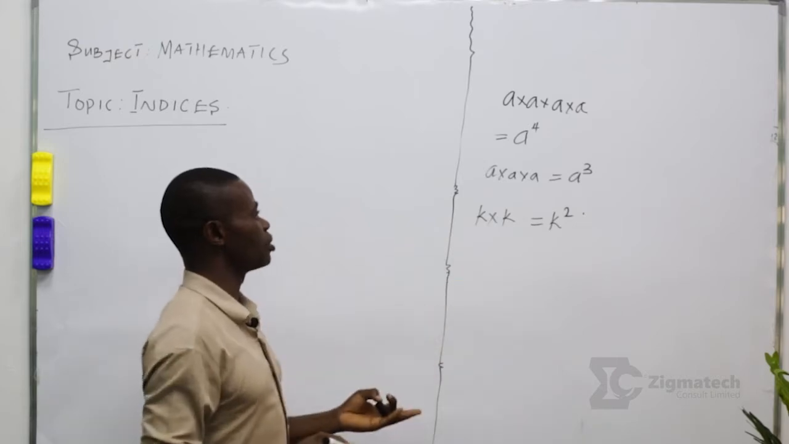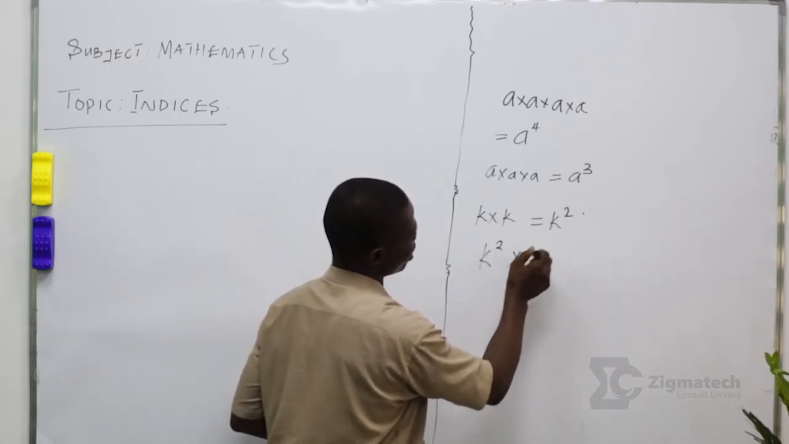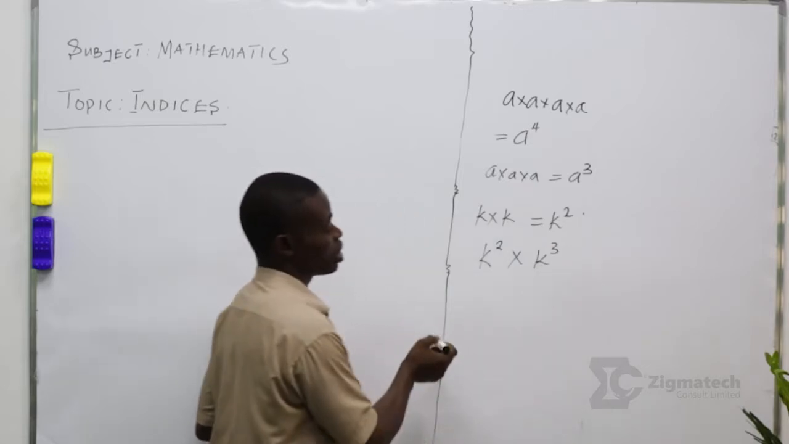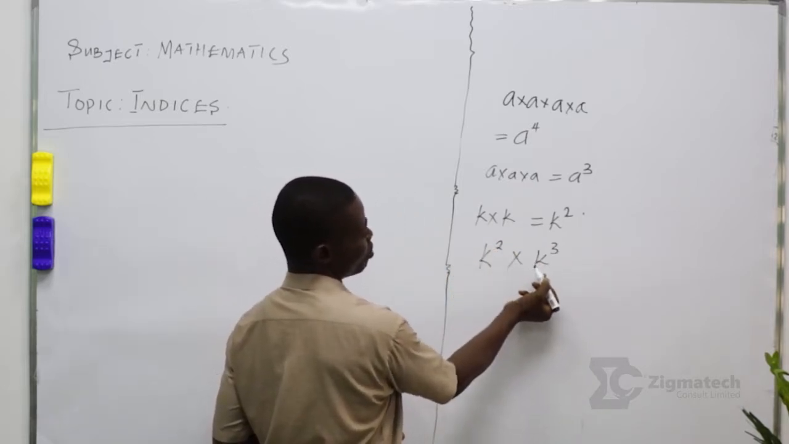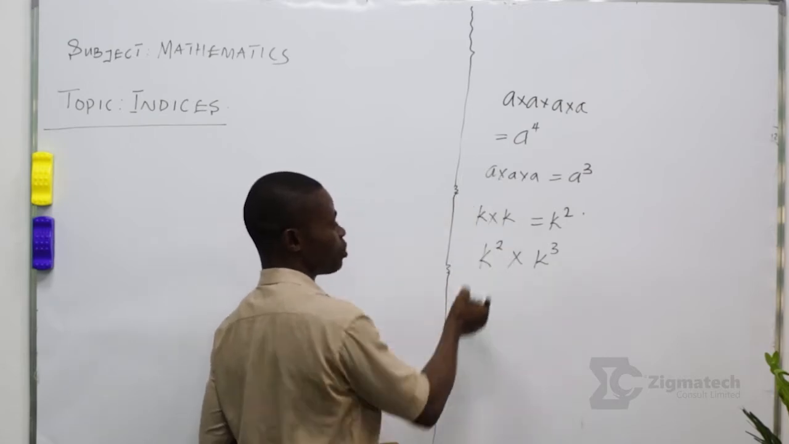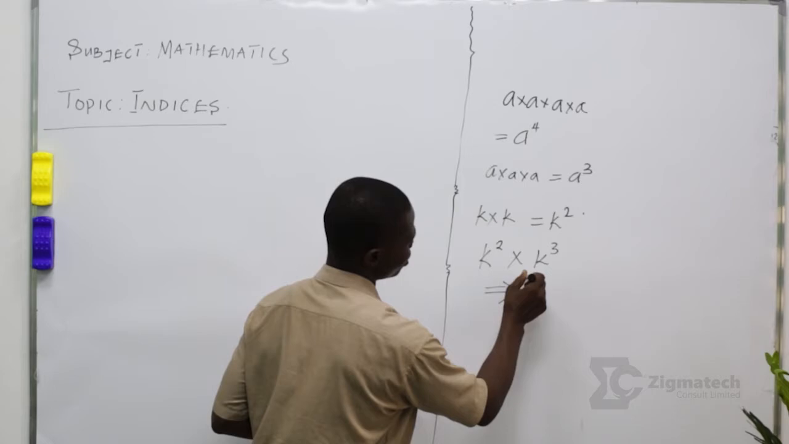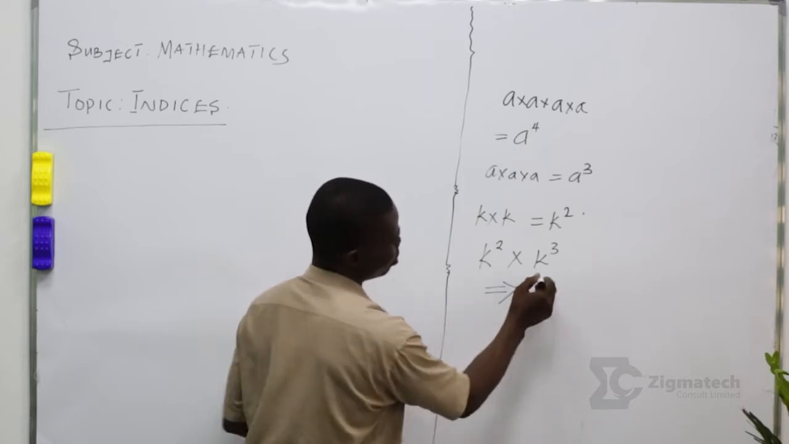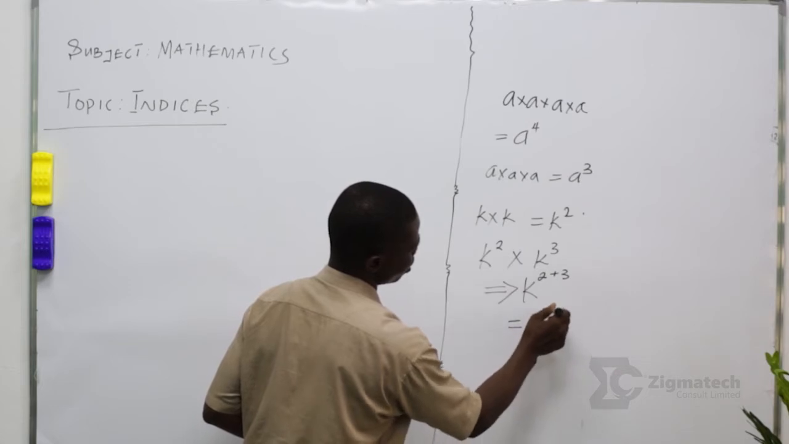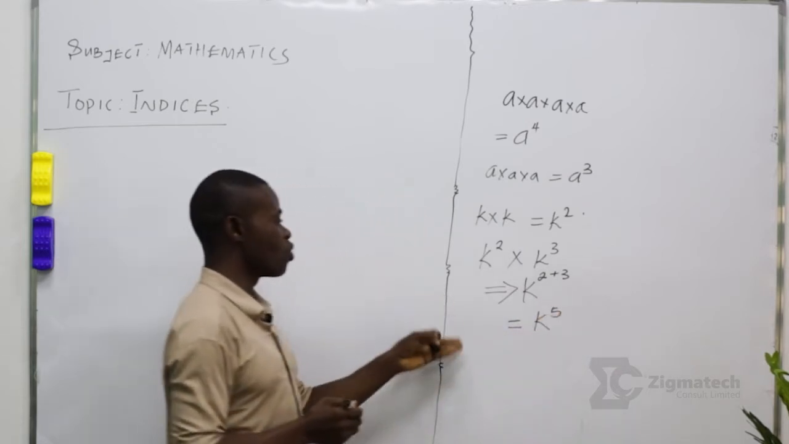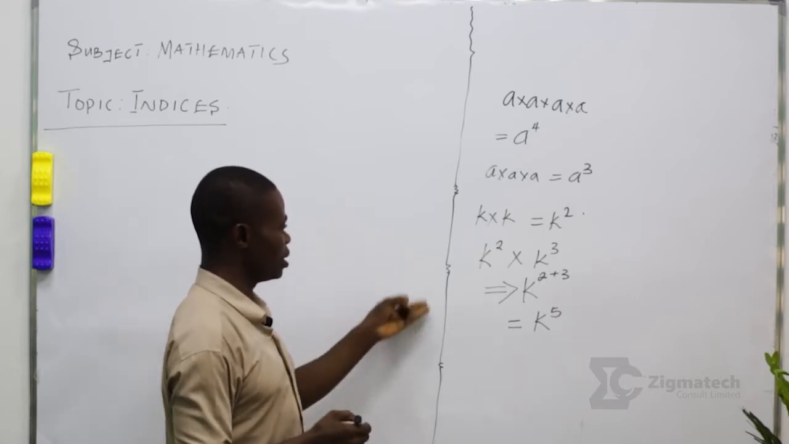But in this application, you may have k raised to the power 2 multiplied by k raised to the power 3. Because you are dealing with multiplication law, what do you have here? k is similar to the other k, the only difference is that the other one is raised to the power 2, while the next one is raised to the power 3, which implies k, you are choosing 2 plus 3 to give us what? k power 5. When we go on to the application, you're going to see the detail of the solving of indices.